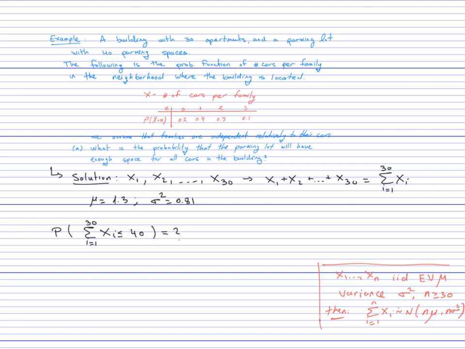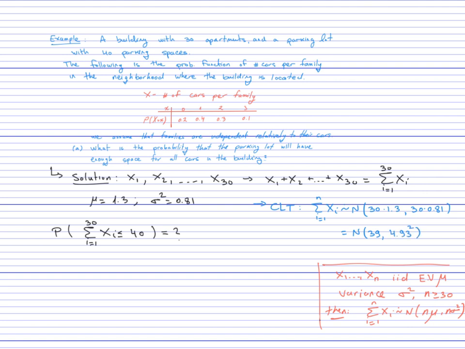According to the conclusion from the CLT, we know that the sum of xi from 1 to n is approximately normally distributed with n times mu. So n, the number of apartments, 30 times mu, 1.3, and n times sigma squared, 30 times 0.81. That equals a normal distribution with parameters 39 and 4.93 squared.